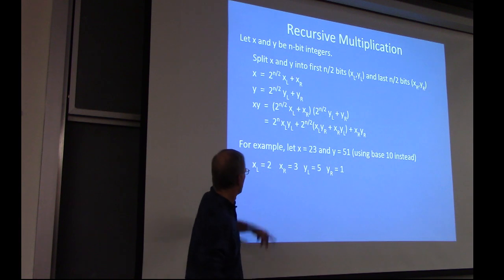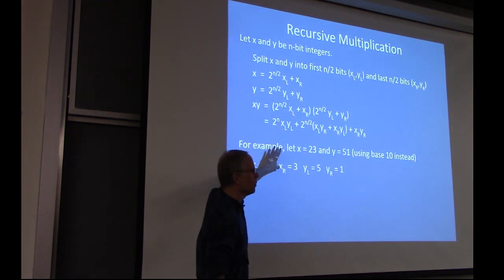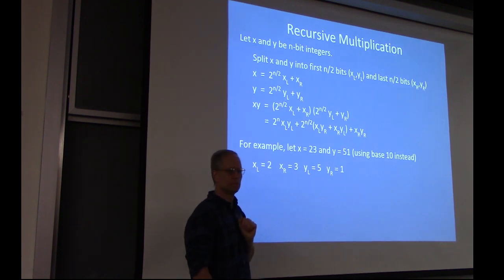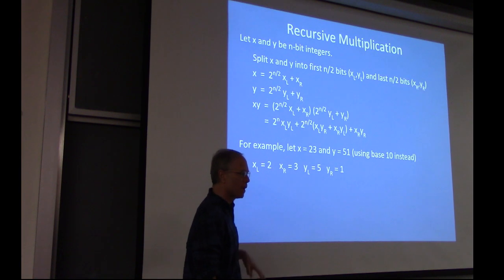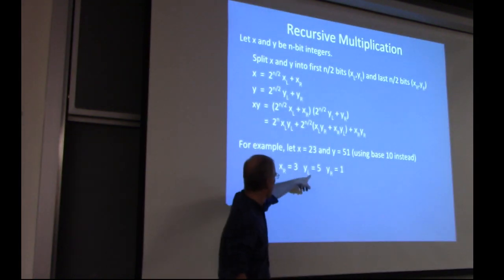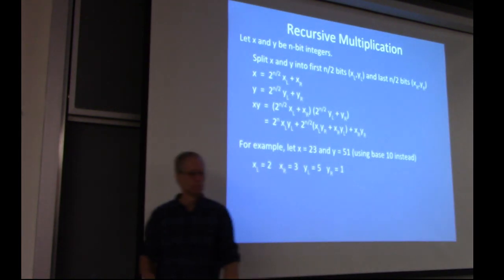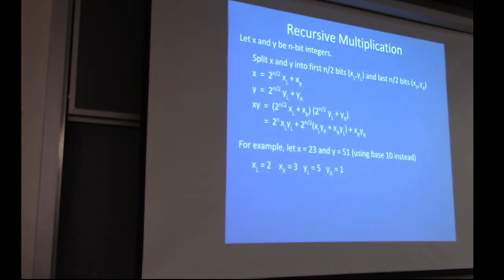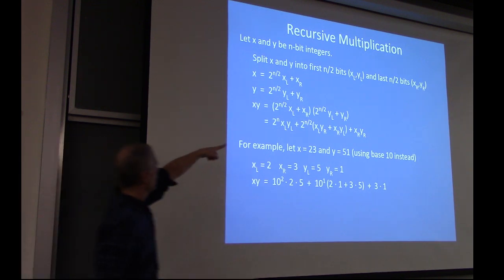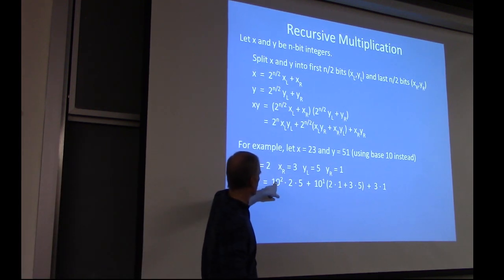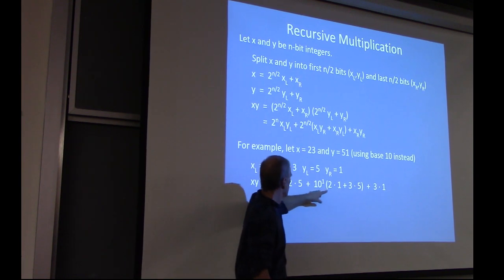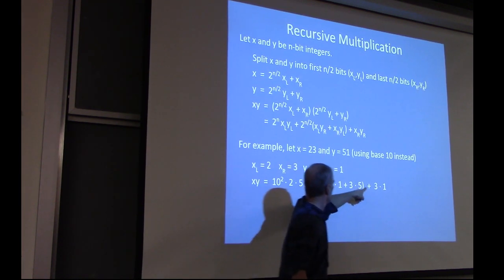And you'll see that our original x is going to be 2 times 10 to the 1 plus 3, right? 2 times 10 to the n over 2. N is 2 in this case. So 2 times 10 plus 3. And y is 5 times 10 plus 1. Okay? So then plugging back into this formula here, we see that 23 times 51 is 2 times 5 times 100 plus this product times 10 plus that product.